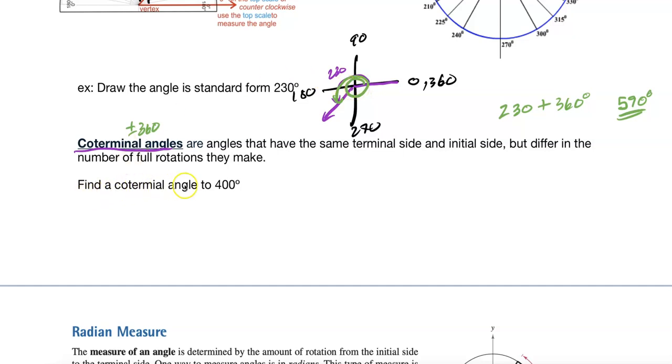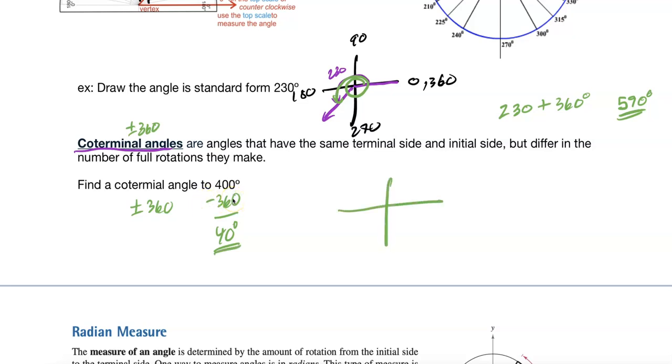So for this one, we want to find a coterminal angle to 400, sorry. Well, you'll see why I said 40 in a second, right? So I can just add or subtract 360. Let's go smaller. Let's subtract 360. And I get 40. So 40 and 400 are coterminal.